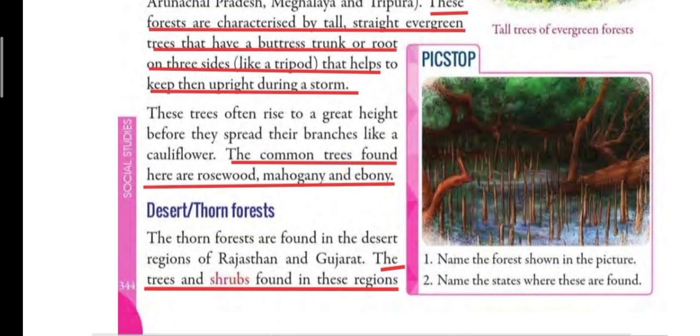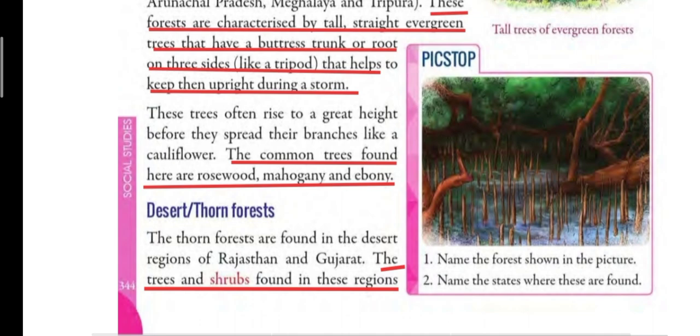So, children, just as you read that in India, desert or thorn forest lies in the desert regions of Rajasthan and Gujarat. So, where will you find desert or thorn forest in India? In India, you will find desert forest in the desert regions of Rajasthan as well as in Gujarat.